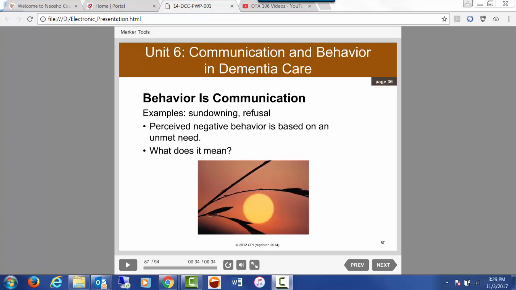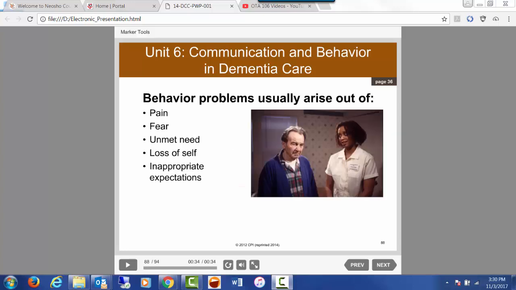You need to perceive negative behavior and find out what it's based on. What unmet need is there? What does that behavior mean? Behavior problems usually arise out of pain. This is the number one cause of negative behaviors.